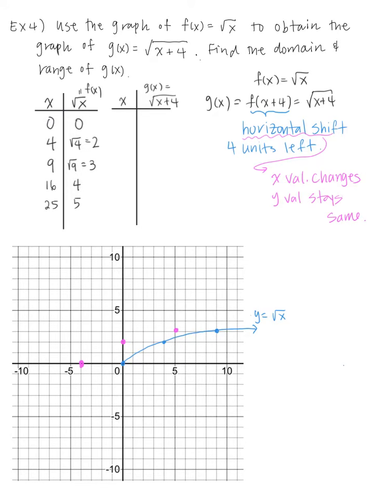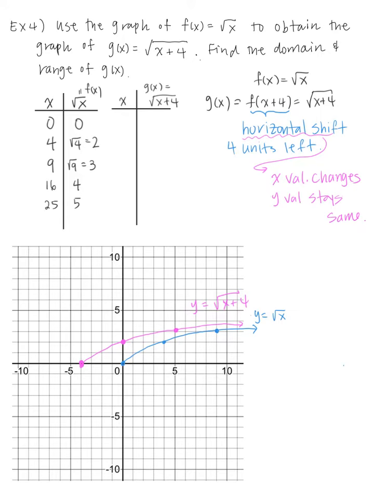Okay, so our new graph is going to look something like this. And that's good enough. Okay, so the pink graph is y equals square root of x plus 4. All right, but anyway, what I did here was I did not use the chart. I just looked at the graph and then just shifted the graph over.